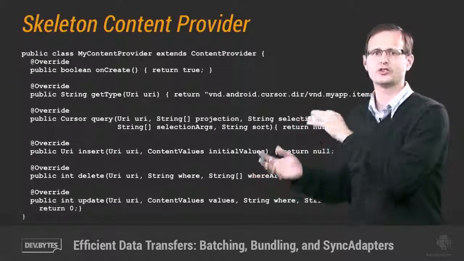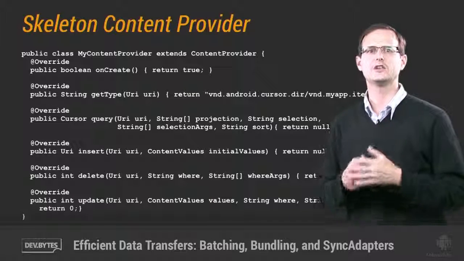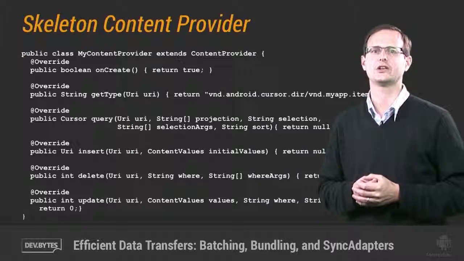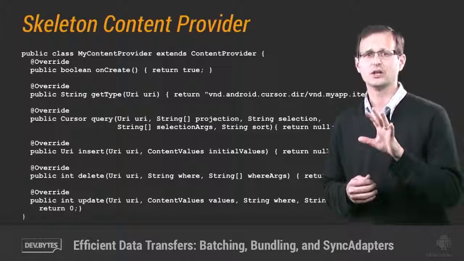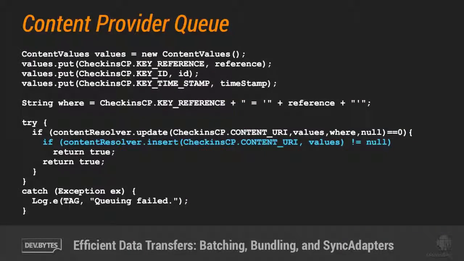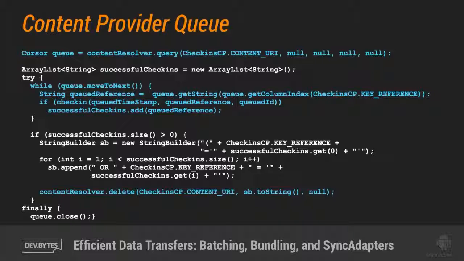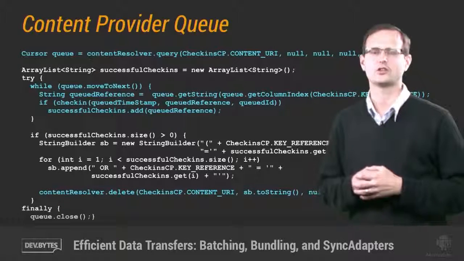This skeleton implementation shows the basic query, insert, delete, and update methods that you would need to implement. A content provider can be backed by any data store, but most commonly an SQLite database. Now, rather than implementing a batch queue, you can insert data into your content provider, and then when your next transfer begins, query it for pending transfers and remove successfully transmitted data from that queue.